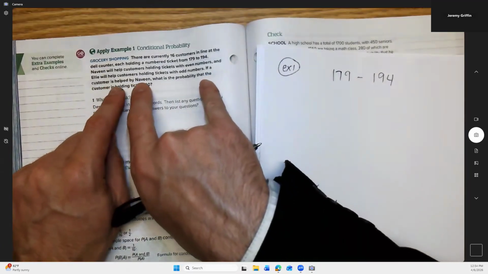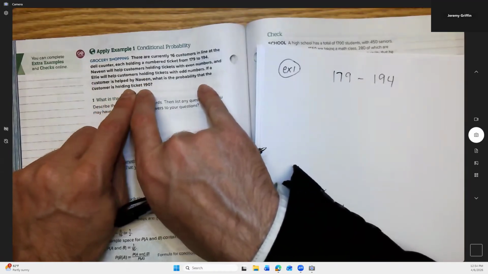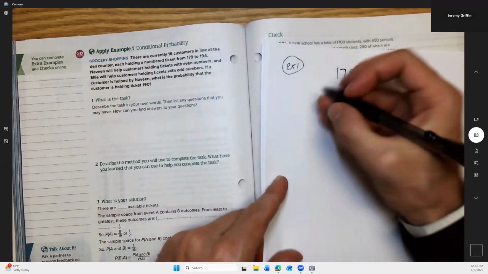So if a customer is helped by Naveen, who is helping with the even numbers, what's the probability that the ticket is 190? Number 190. Well, let's look at the sample space. Here, I'm going to spell it out.